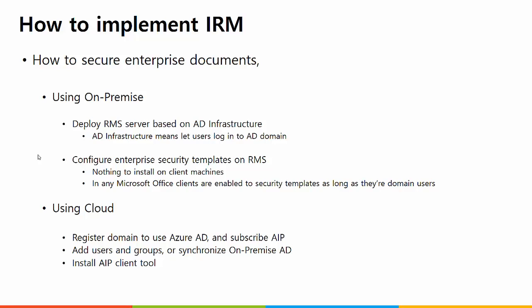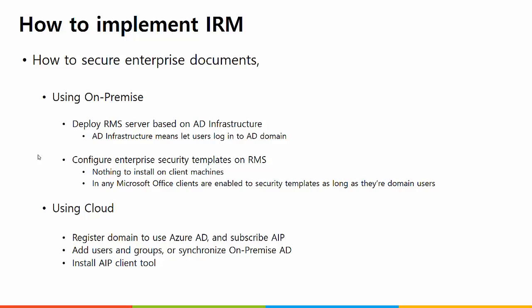It means that after deploying the RMS server, you need to configure the RMS server security templates, and this can be done in a consistent way. This can be done on the RMS server, not in the client, and there is nothing to install on the client side. Once you configure the security templates on the RMS server, every user gets consistent security, and there is nothing to install on the client machines.